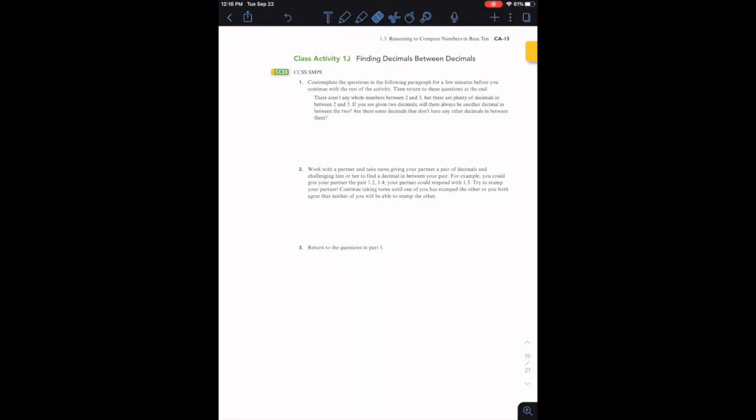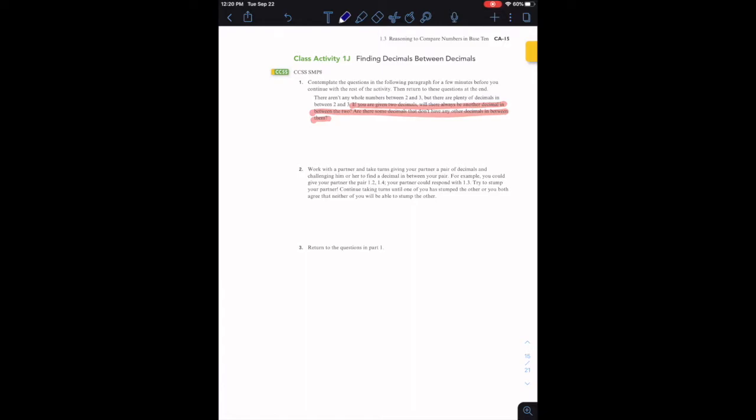So there aren't any whole numbers between 2 and 3, but there are plenty of decimals in between 2 and 3. If you're given 2 decimals, will there always be another decimal in between the 2? Are there some decimals that don't have any other decimals in between them? So for example, these are the questions that we need to be contemplating as we go through these activities. If you're given 2 decimals, will there always be a decimal in between the 2? And are there some decimals that don't have any other decimals in between them? And we'll come back to those questions.